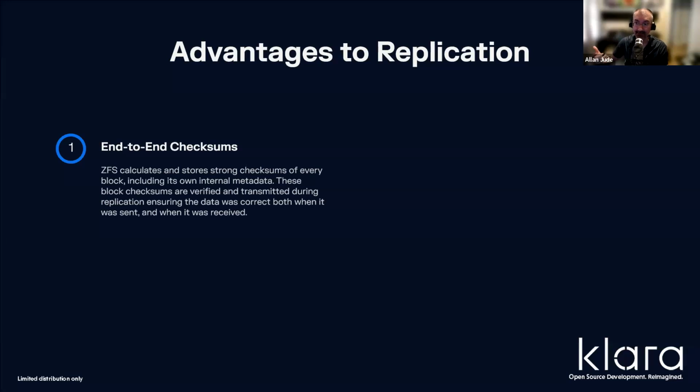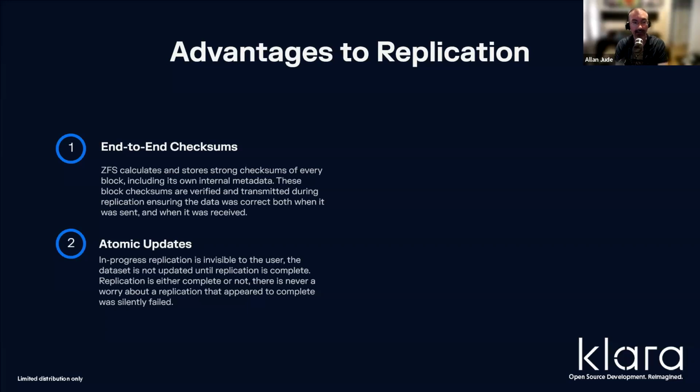And if your data is encrypted, there's also a message authentication code in there, making sure that not only is the data intact, but it has not been modified maliciously, because we're verifying that it decrypts properly as well. Another big advantage of using replication is atomic updates. Hang on just one second, Allan.